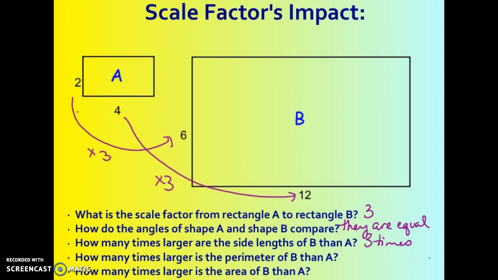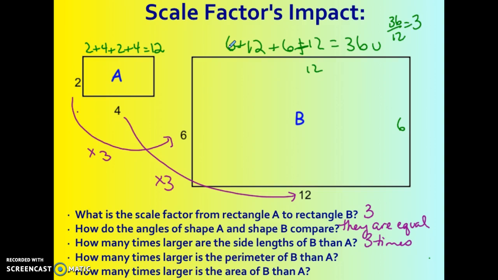So we're just going to add up all the side lengths. So for B, we're going to add 6 plus 12 plus 6 plus 12, because don't forget about these extra sides. And so when you add, oops, I put an equals instead of a plus. When you add these, you're going to get that the perimeter is 36 units. And for A, I'm going to add 2 plus 4 plus 2 plus 4, and I'm going to get a perimeter of 12 units. And notice if I do 36 divided by 12, I get an answer of 3. So the perimeter of B is 3 times as large as the perimeter of A, which probably doesn't surprise you.